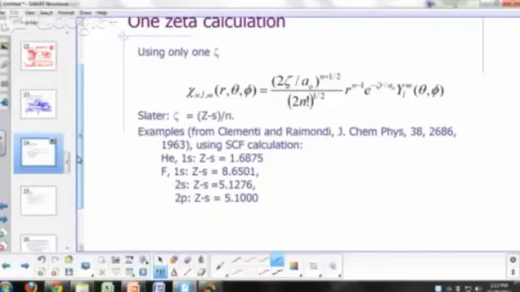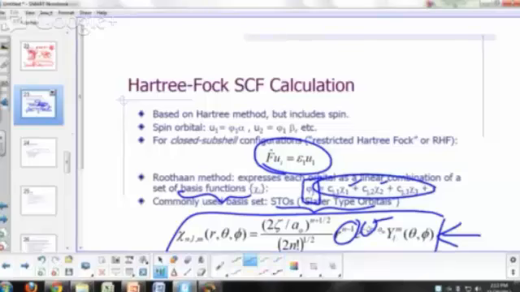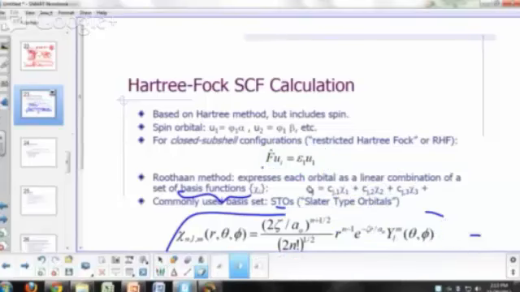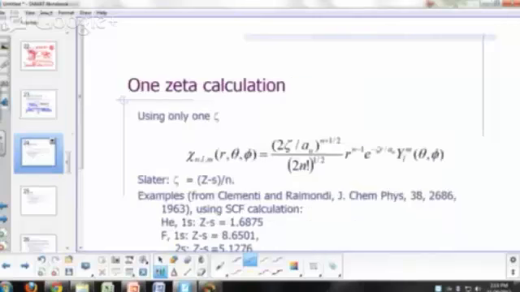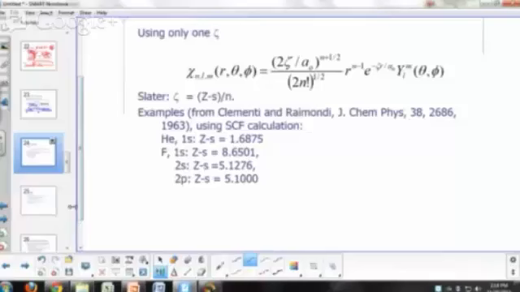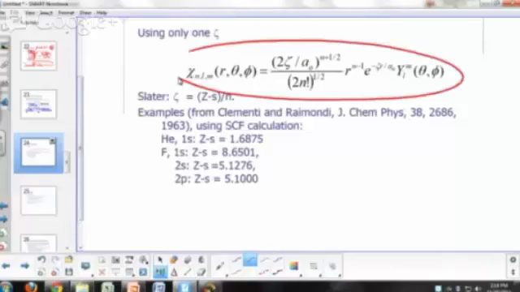If you only use one zeta, what's called a one zeta calculation, then what you're doing is this. Instead of writing your phi as a linear combination of chi's, more than one function, you just use one of these Slater type orbitals. So that's called a one zeta calculation. Right? So this is your expression for your atomic orbital.